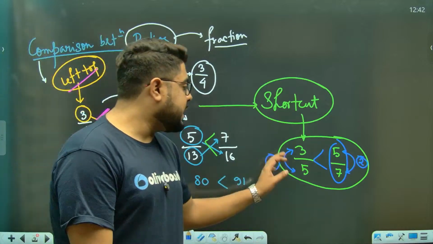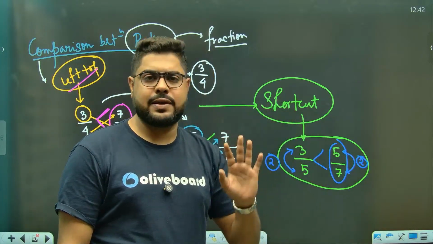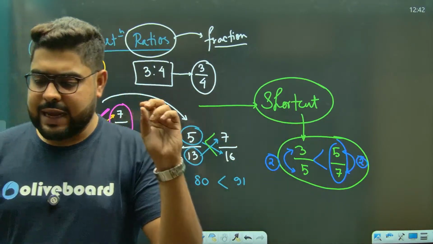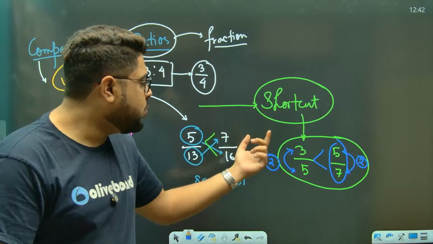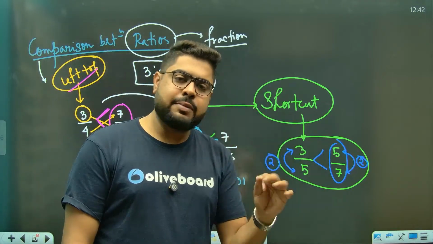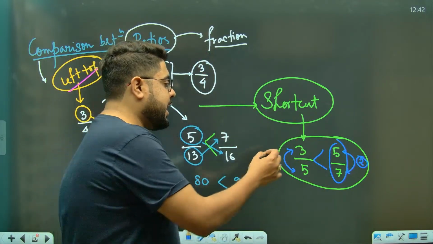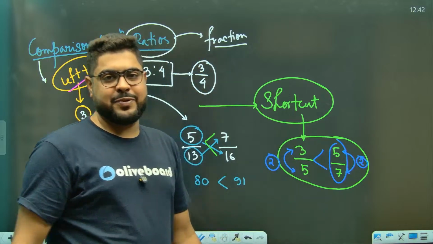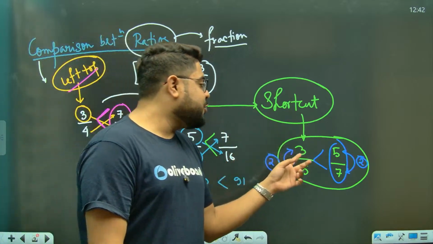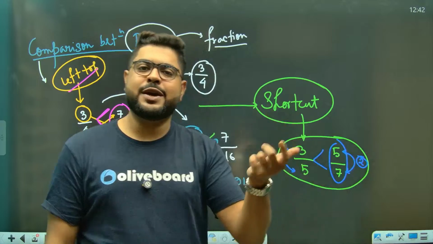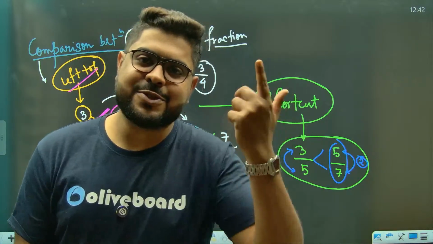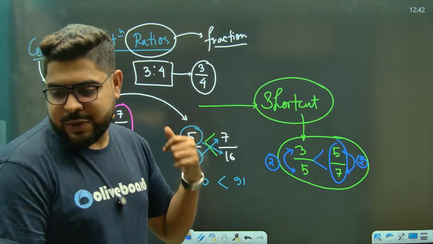The difference is 2. What is the difference here? Also 2. Remember, if the difference is the same, the fraction having the bigger values will always be greater. This difference can be anything. Now, you might ask, which one is greater? Understand one thing: if the difference is the same, and the numerator is greater, then the denominator must be greater, because the difference has to be constant.